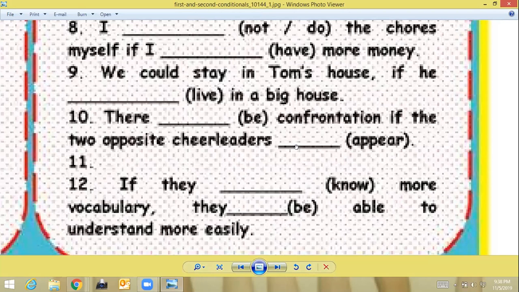Any questions about number 12? Can you repeat, teacher, the answer? Sure. Raul, can you please repeat it? Okay. Number 12. If they knew more vocabulary, they would be able to understand more easily. Perfect. All right, is number 12 clear? Yes.